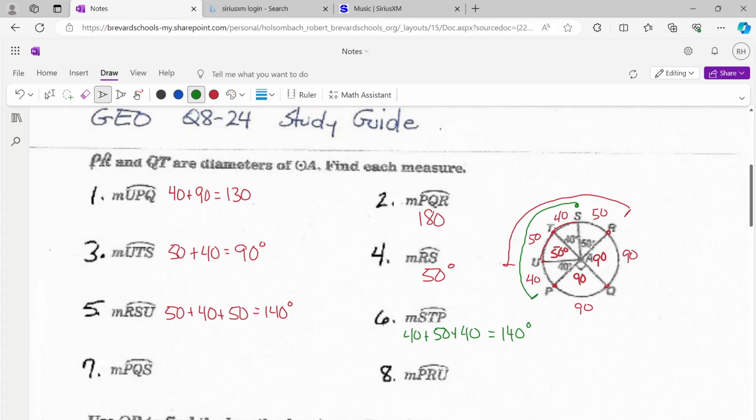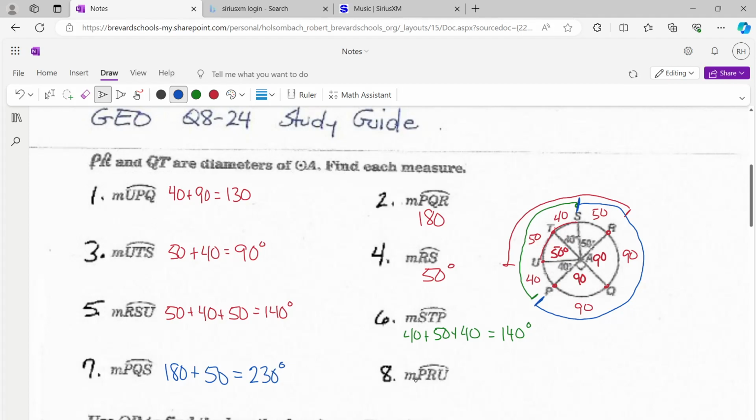PQS. All right, so now we're starting at P, which is right here. We're going through Q, and we're stopping at S. So we're going all the way around here. PQ all the way to S. So that is a 90 plus a 90, right? So that's 180 plus an additional 50, which is 230 degrees.